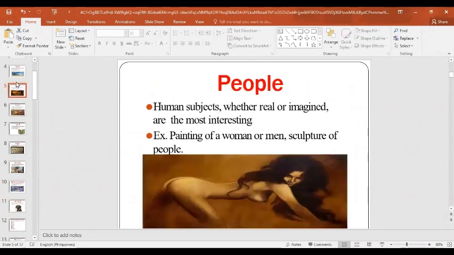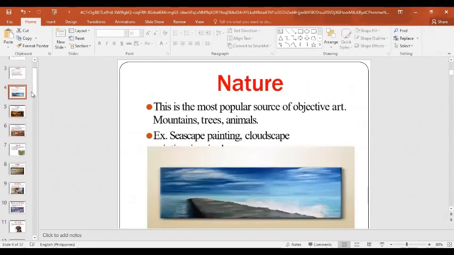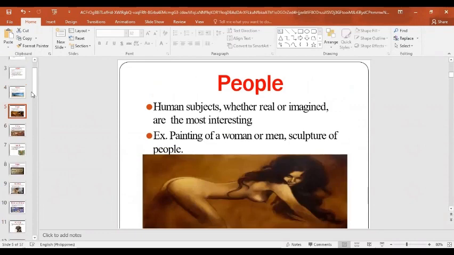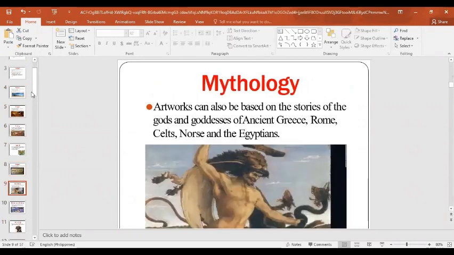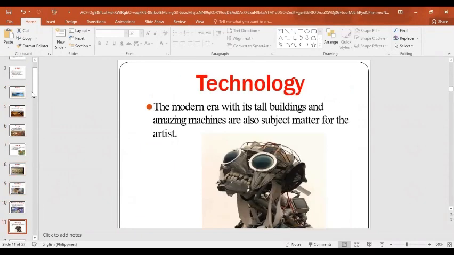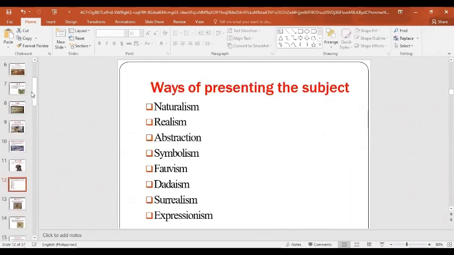Again, what are the sources of subject? We have nature. So common sense naman siya, ano? No need to elaborate more. We have people, history, legends, religion, mythology, dreams and fantasy, and also technology. So now, let us discuss ways of presenting the subject, such as naturalism, realism, abstraction, symbolism, Fauvism, Dadaism, surrealism, and also expressionism.